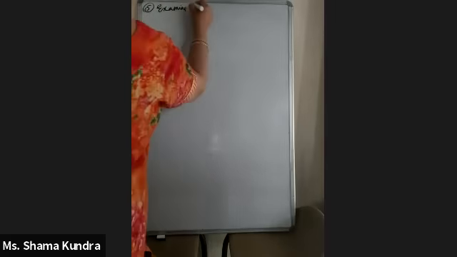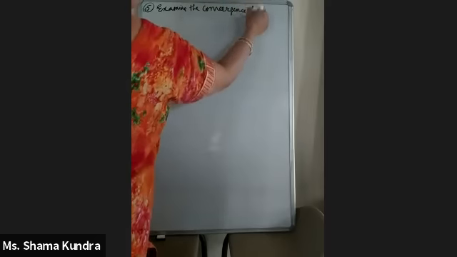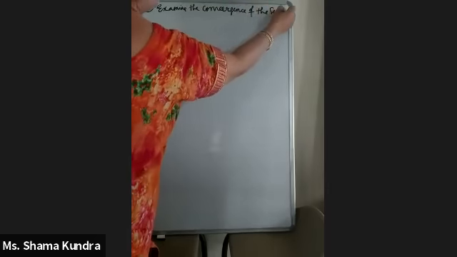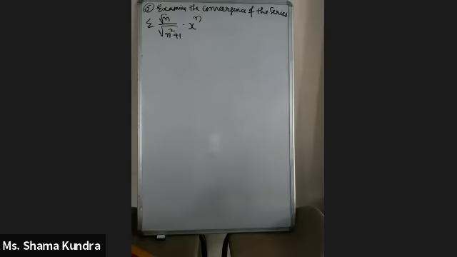Examine the convergence of the series summation under root n under root of n square plus 1 into x raised to power n. Here un term is given, so no need to find it. Here x term is present in un, so we can apply ratio test.